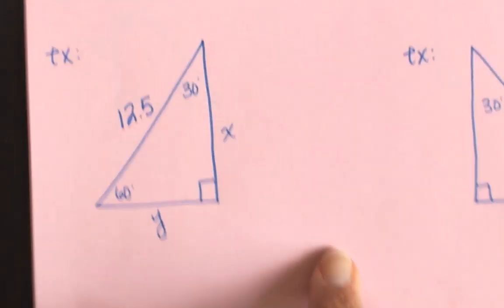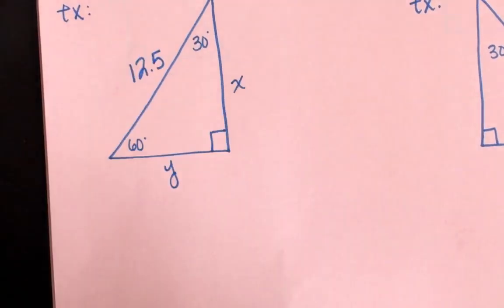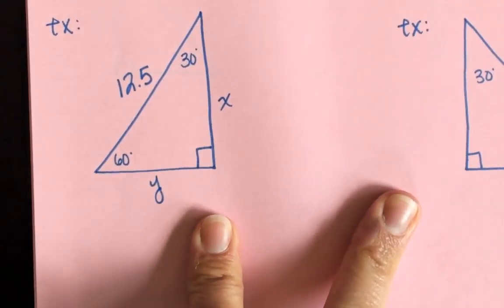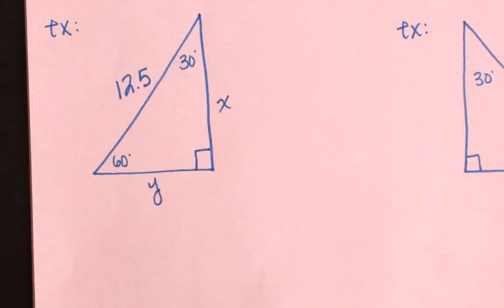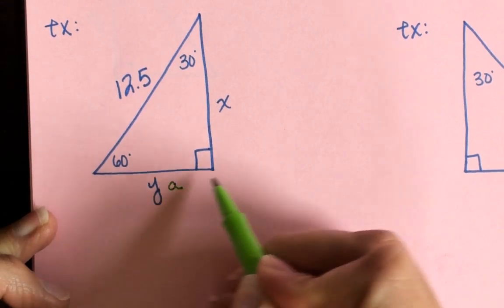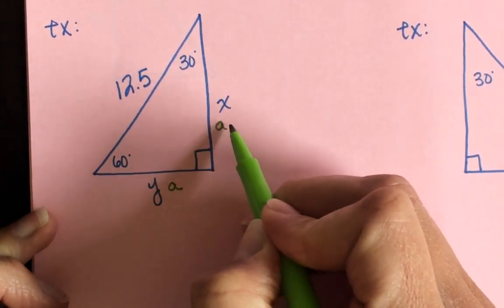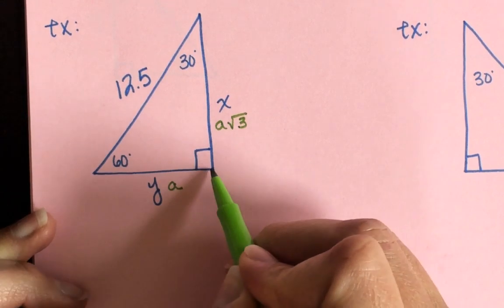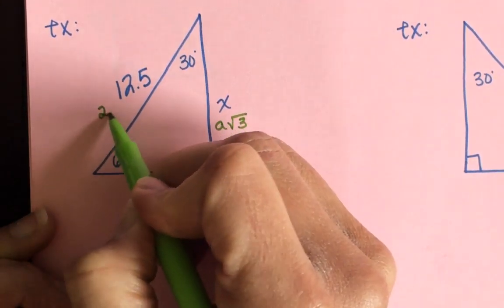Now I did this one specifically with the answer to make sure that there wasn't anything that I was missing. Same setup. We're going to write our formula around. Opposite the 30 is A. Opposite the 60 is A radical 3. Opposite the 90 is 2A.